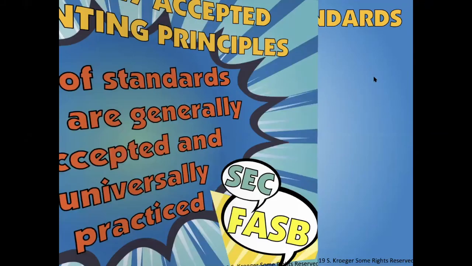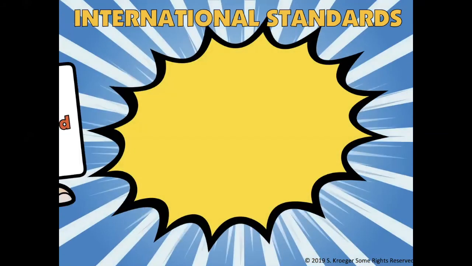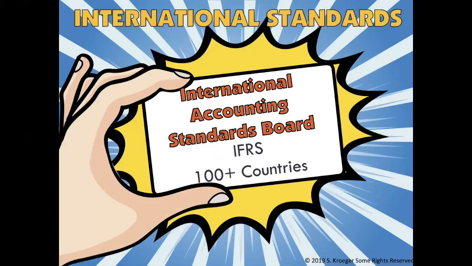GAAP applies to what we do here in the United States. Currently, there is a board called the IASB, International Accounting Standards Board, which is in charge of overseeing international accounting rules. The international accounting rules are called IFRS, which stands for International Financial Reporting Standards. The IASB is equivalent to our FASB, and IFRS rules are equivalent to our GAAP rules.